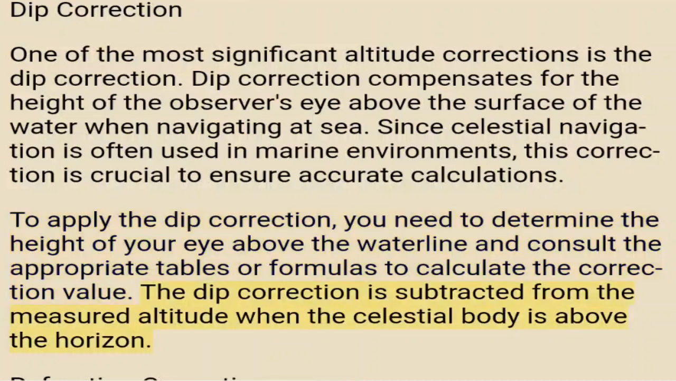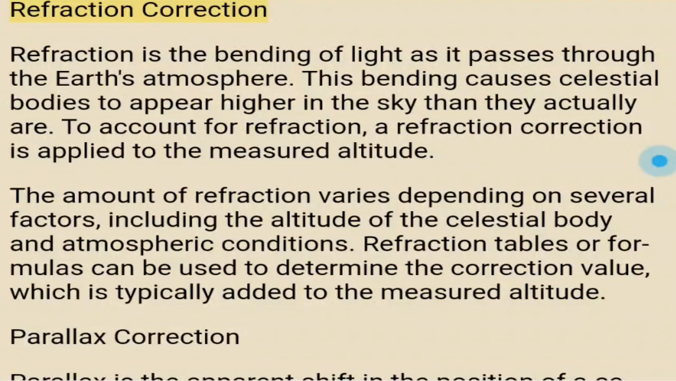The dip correction is subtracted from the measured altitude when the celestial body is above the horizon. Refraction correction. Refraction is the bending of light as it passes through the Earth's atmosphere. This bending causes celestial bodies to appear higher in the sky than they actually are. To account for refraction, a refraction correction is applied to the measured altitude.